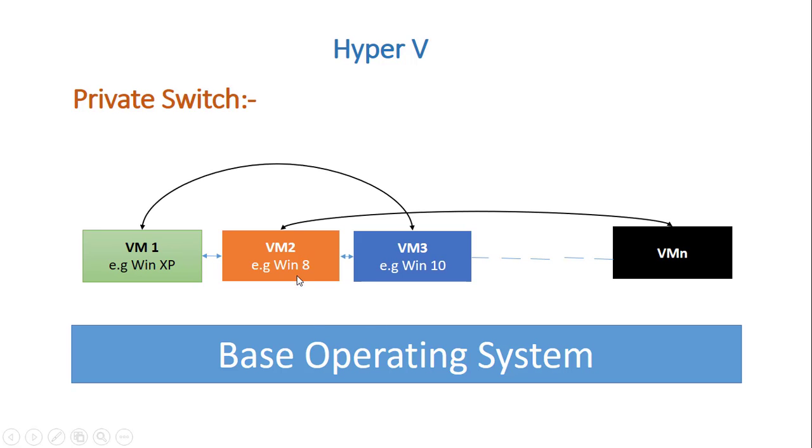If a VM wants to communicate with the base operating system, it is not possible because this switch type is private. They can only communicate with the virtual machines.